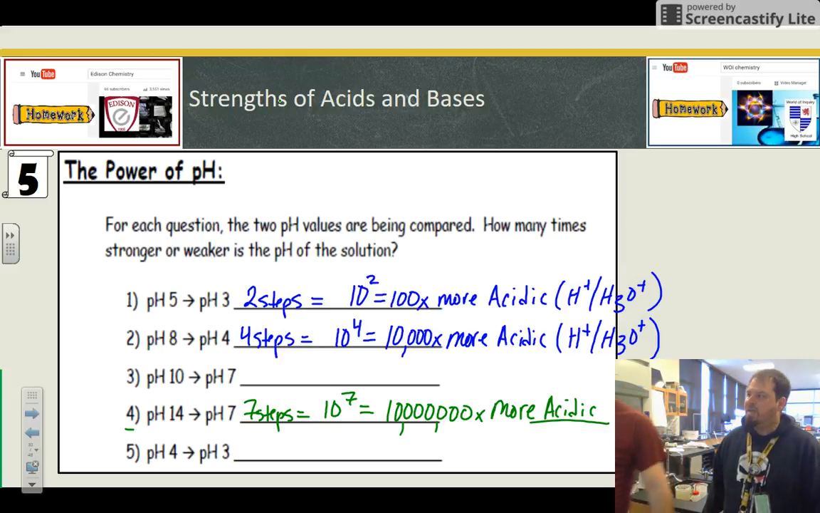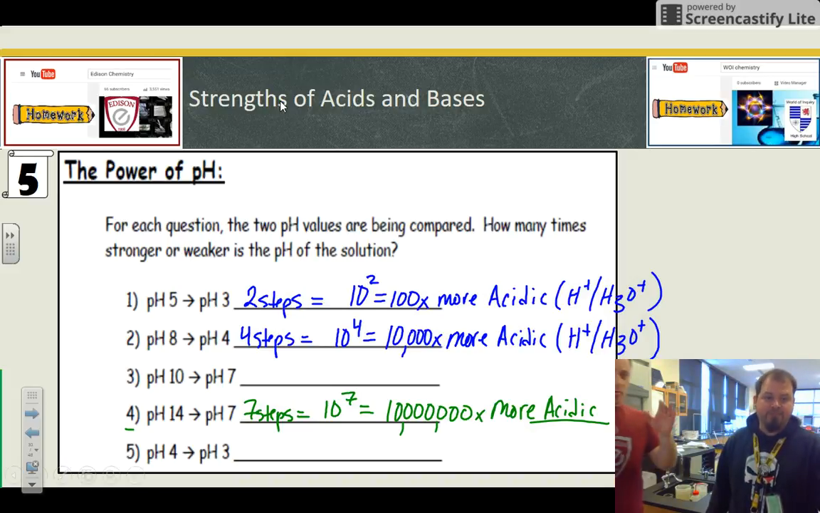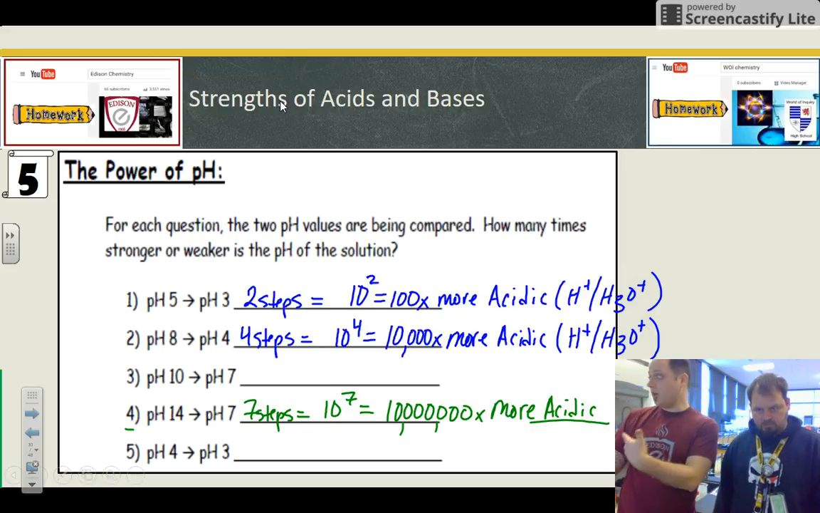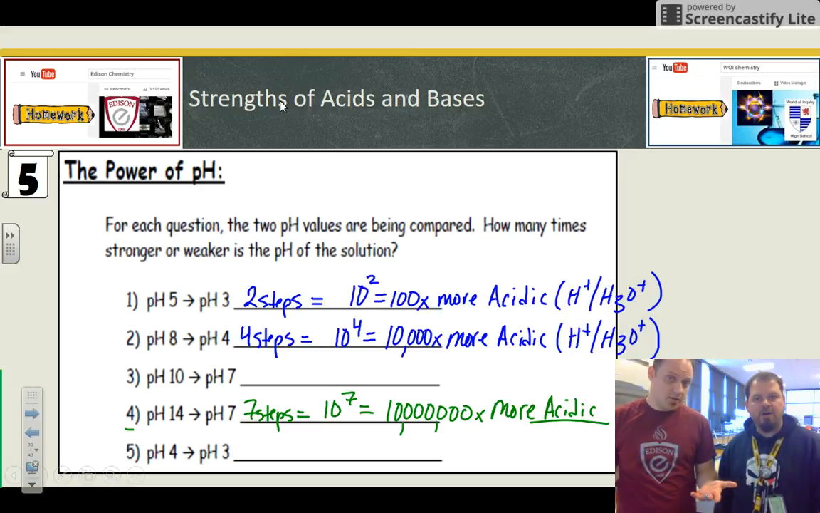I don't think we have any more examples. I think you can do the rest of the practice all by yourself. Remember the steps: however many steps it was, you raise 10 to that number. It's more acidic or more basic depending on which direction it's going on the pH scale. See you guys.